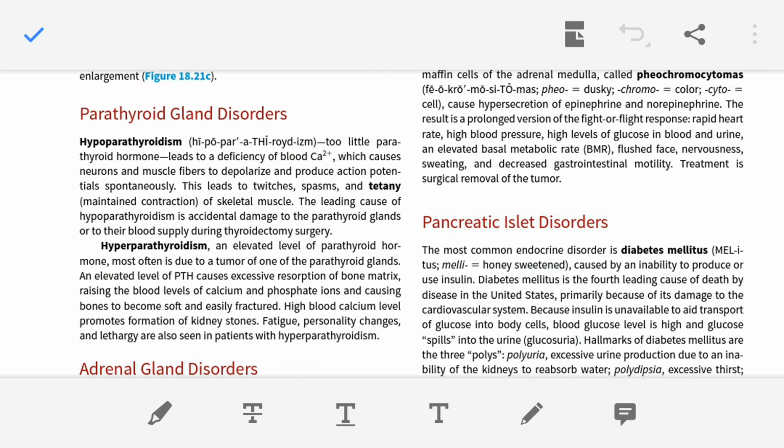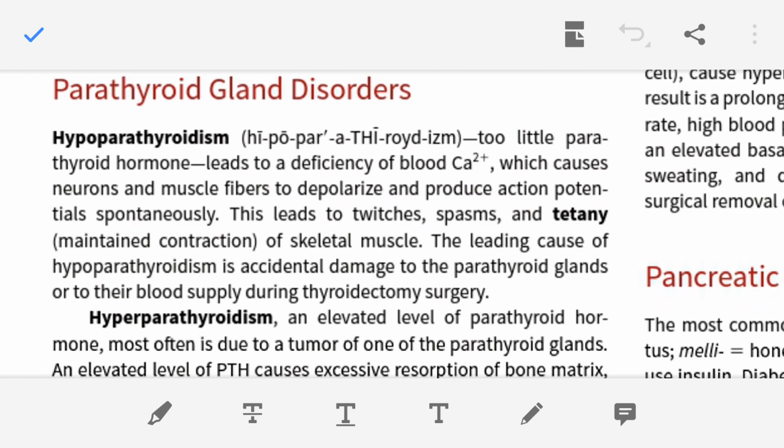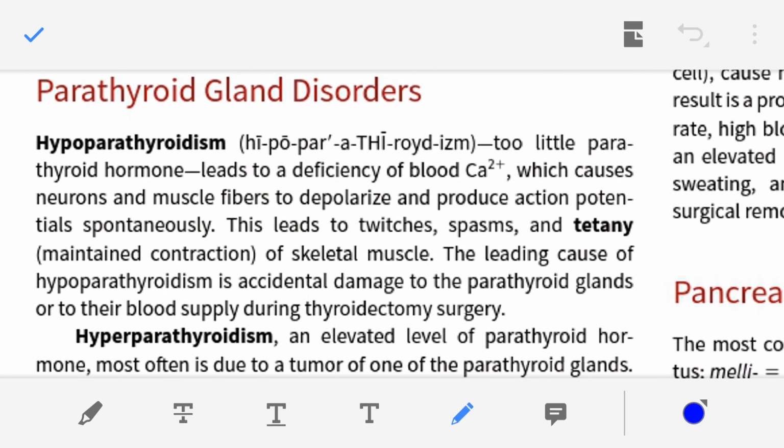Now again we are continuing our discussion on tetany. We have seen that when the parathyroid gland produces too little parathyroid hormone, this leads to deficiency of calcium, and a deficiency of calcium in the blood will cause neurons and muscle fibers to depolarize. They will generate spontaneous action potentials. This will lead to twitches, spasm, and tetany of skeletal muscle. Now, what is tetany? Tetany means sustained contraction of skeletal muscle. So skeletal muscles are continuously contracting in tetany.